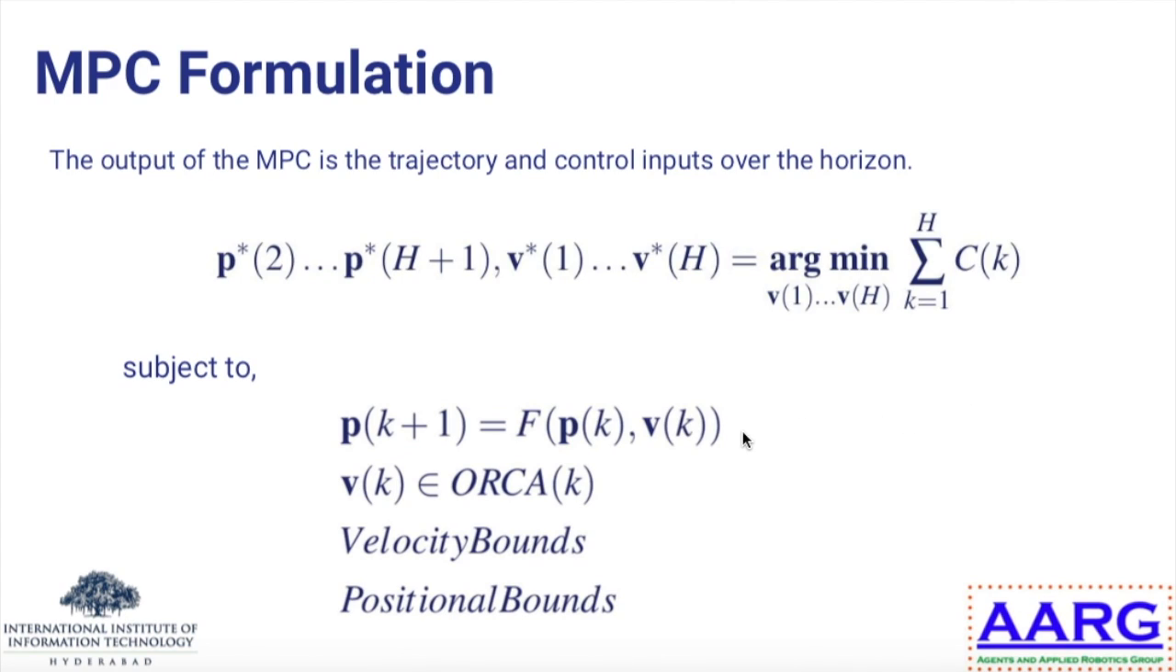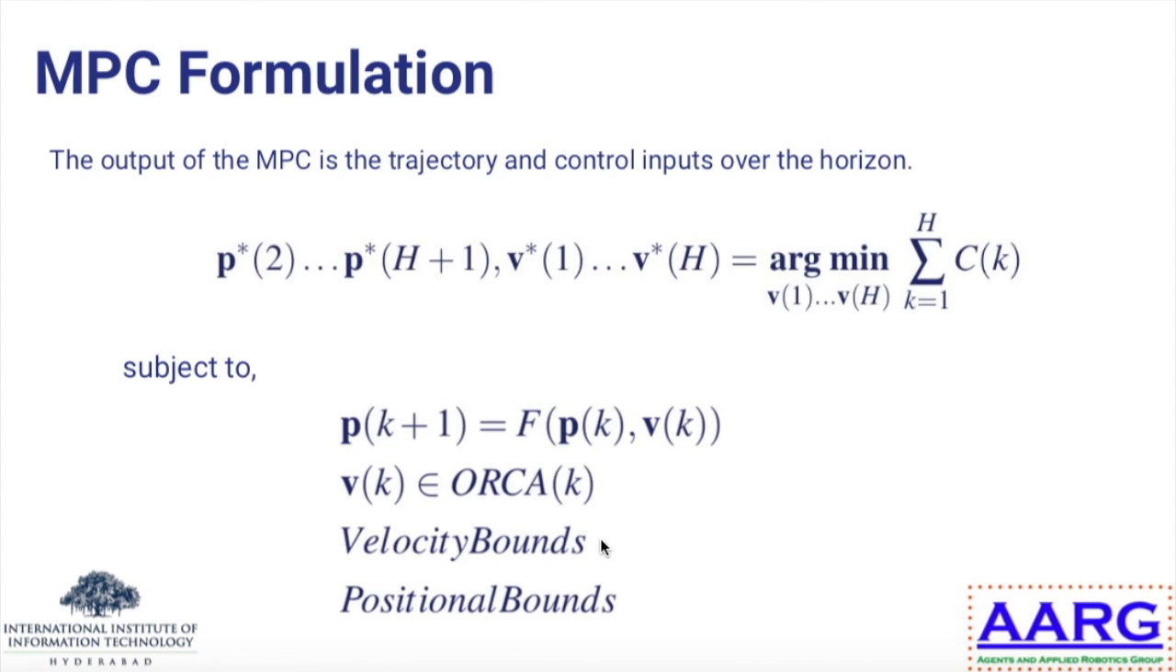The MPC is constrained by A, the linear translational dynamics of the leader, B, and collision avoidance constraints on the velocity. So the velocity at the kth step of the horizon has to lie in this convex region ORCA of k, which guarantees collision avoidance. And the remaining constraints are positional and velocity bounds on the formation.